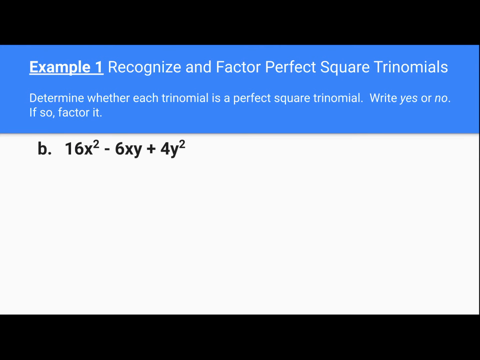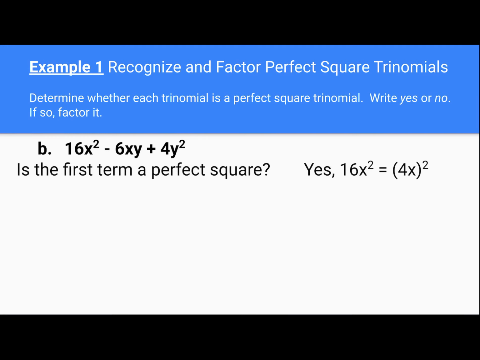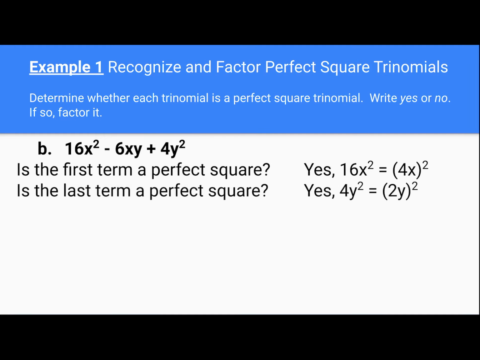So, next example, I've got 16x squared minus 6xy plus 4y squared. This is a difference of squares because I have a negative middle term. So first question, is my first term a perfect square? If I square root 16x squared, I do get 4x. So the answer to that is yes. Is my last term a perfect square? The square root of 4 is 2, and the square root of y squared is y. So the answer to that is yes.